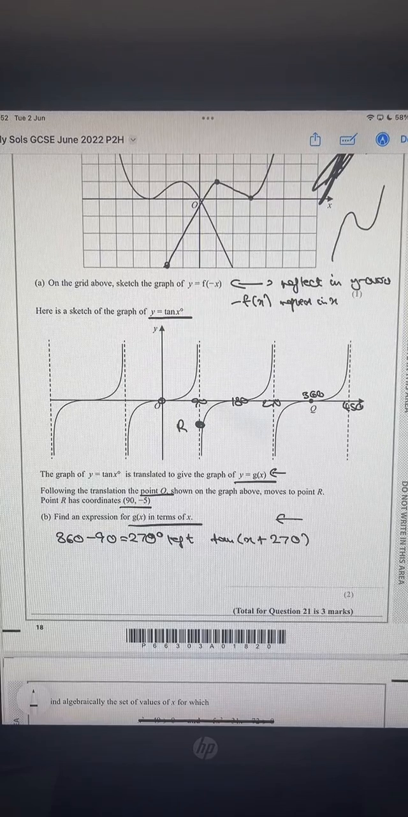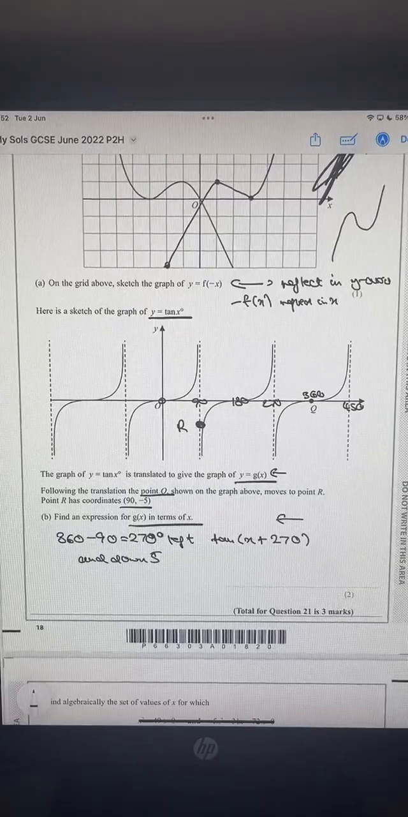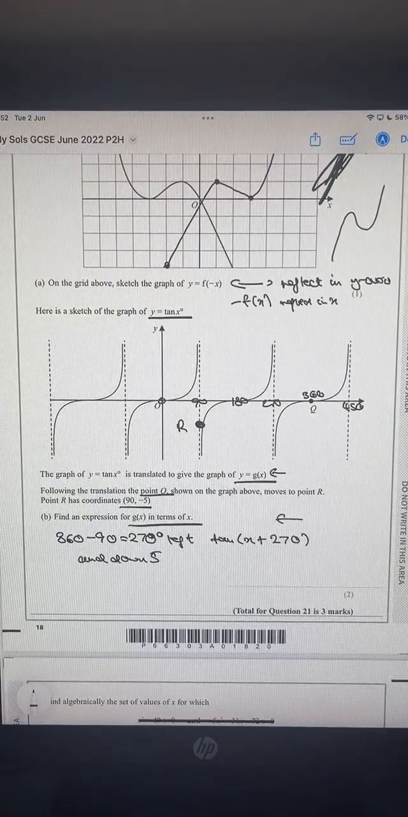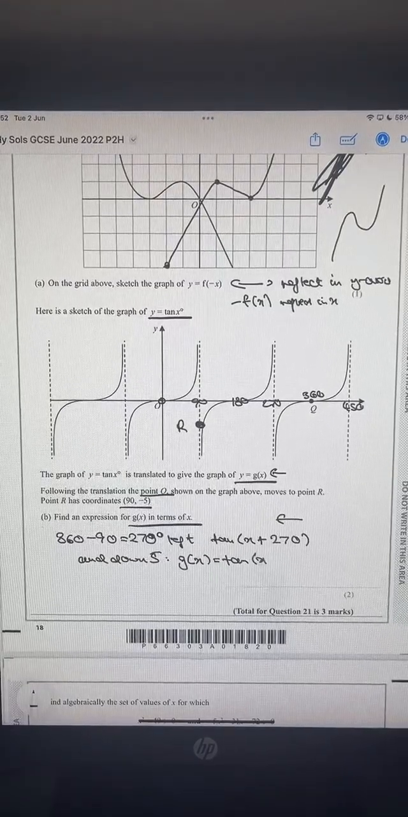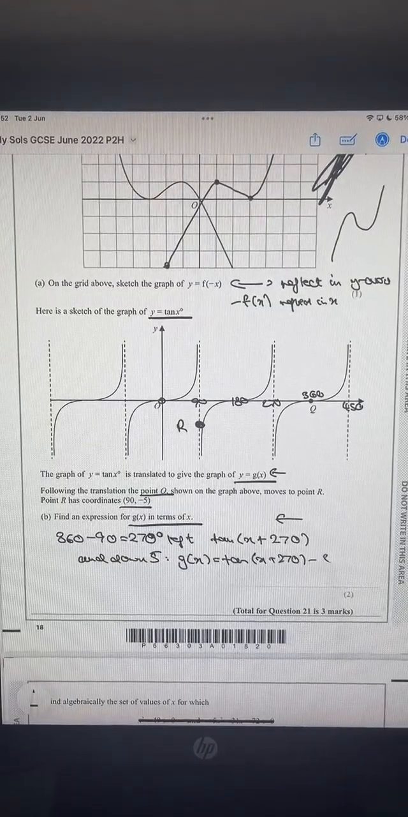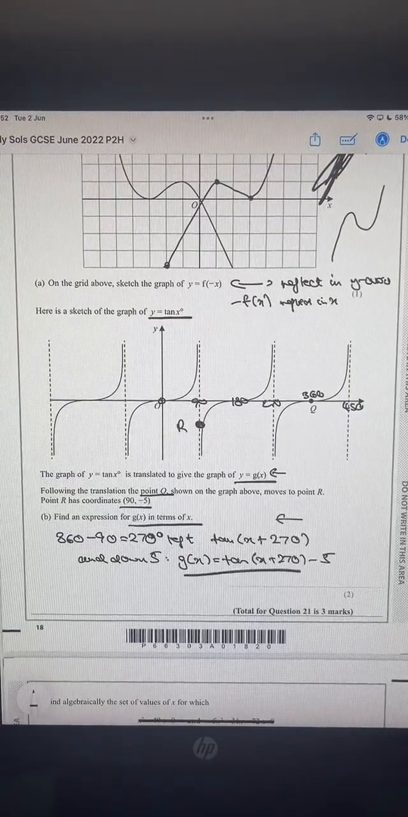Now it is moved down 5. So, down 5, and that's in the y direction. So it's going to be outside this thing. It's going to be in the y thing, so it's going to be outside our x bracket thing. And y is logical, you can remember y. So then g of x is equal to tan of x plus 270, minus 5 on the outside, because that's like the y equals thing. And that is your answer.